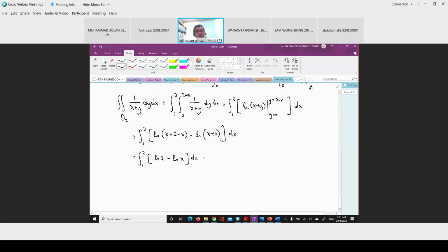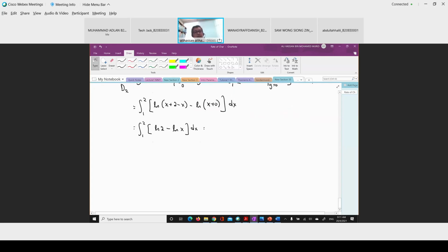With integrand ln 2 minus ln x dx. Okay, what is the integral? The integral of ln 2 is ln 2 times x because ln 2 is a constant. What is the integral of ln x?